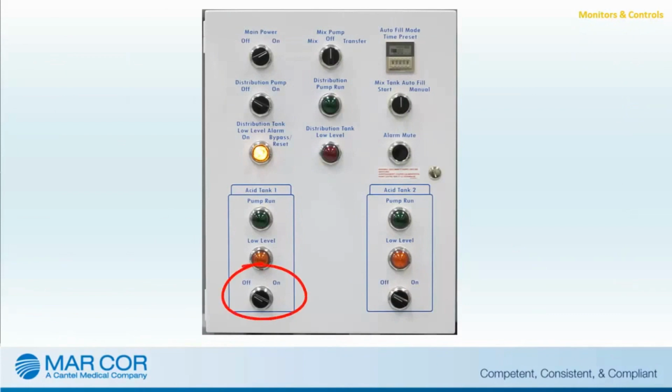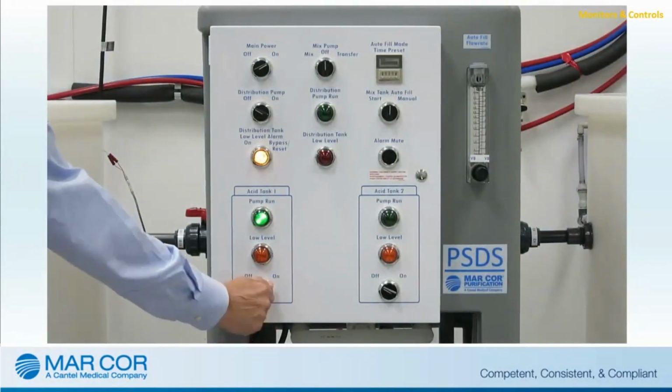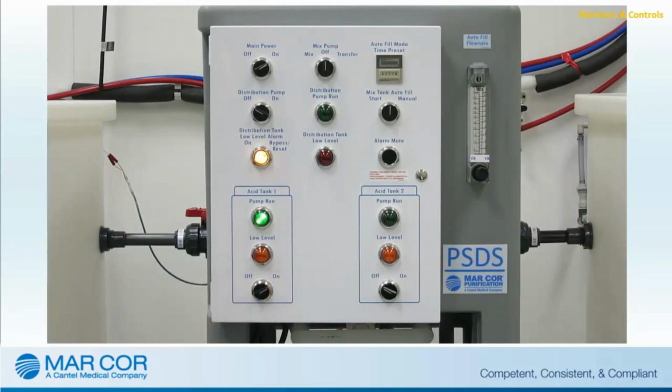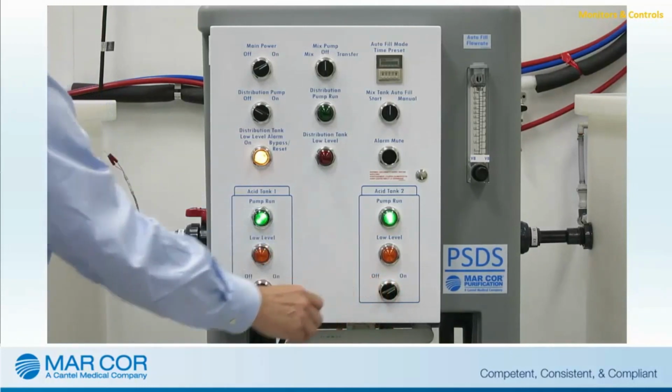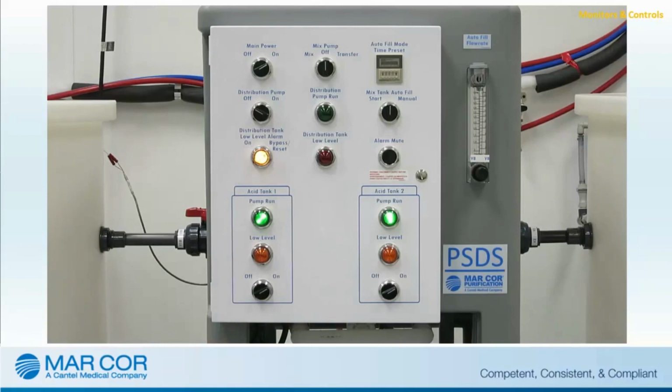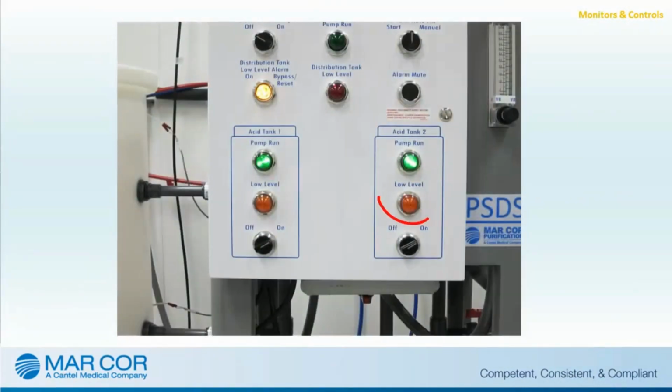The acid tank pump switch is a 2-position switch that controls power to the acid tank pump. Moving the acid tank pump switch to the on position initiates operation of the acid tank pump and illuminates the acid tank pump run light. Up to 3 acids can be operated. The amber acid tank low-level light illuminates when a low-level condition in the associated acid tank occurs.